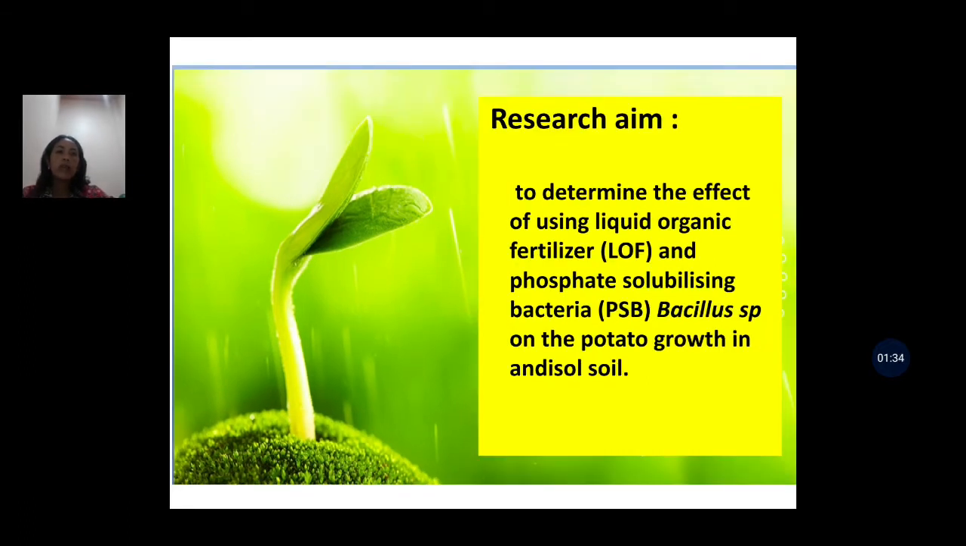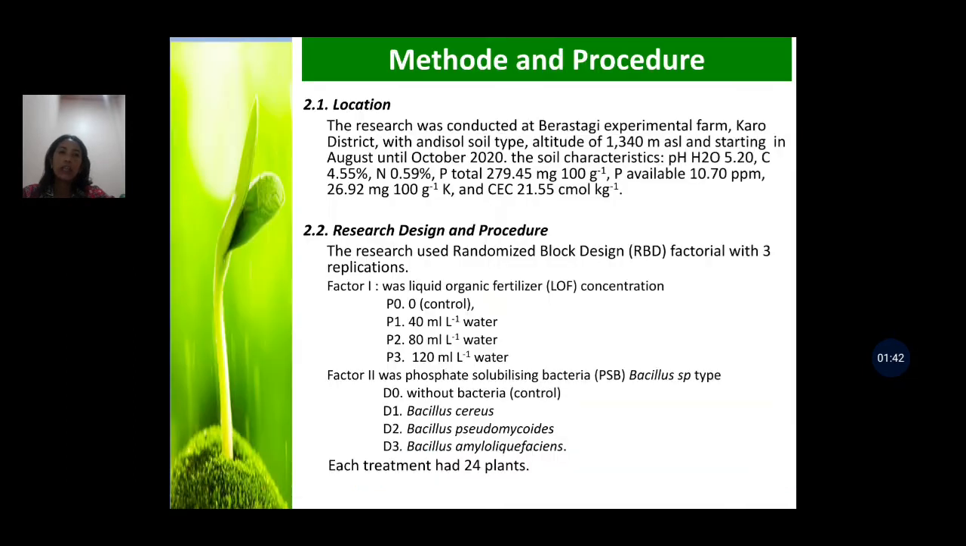The research attempts to determine the effect of using liquid organic fertilizer and phosphate solubilizing bacteria Bacillus sp on potato growth in andisol soil. Method and procedure. The research was conducted at Prastaga Experimental Farm, Karo District, with andisol soil type, at an altitude of 1,340 meters above sea level, with soil characteristics pH 5.2, P total 279.45 mg per 100 gram, P available 10.7 ppm.